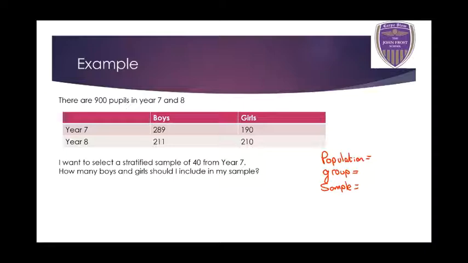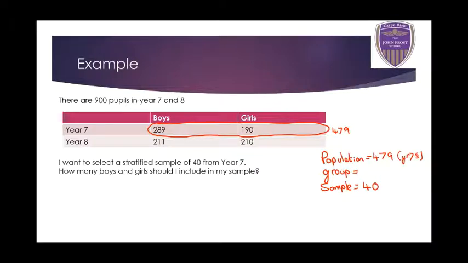So now the population here is going to be slightly different, because we need a stratified sample of 40 from year 7. So our population is going to be all of the year 7s added together. First of all, you need to add up those two numbers, so 289 plus 190. So we know population is 479. I'll just put 479 there. So this is how many year 7s there are in total. This is our new population. And we're just going to skip group for a second, and our sample size is 40.